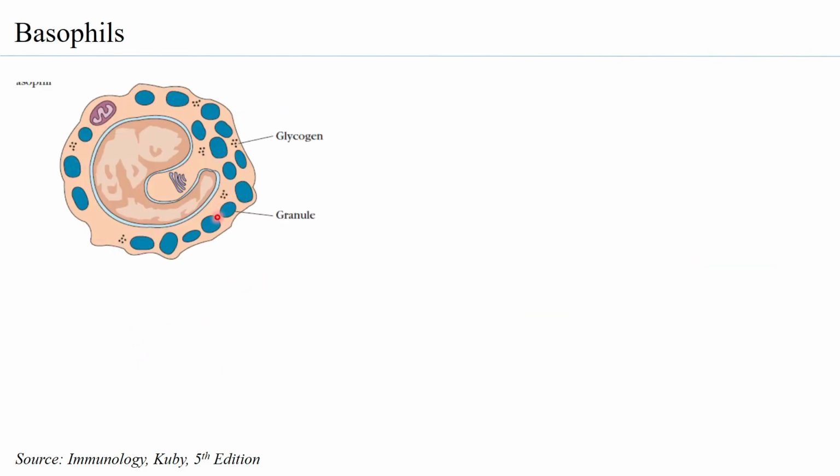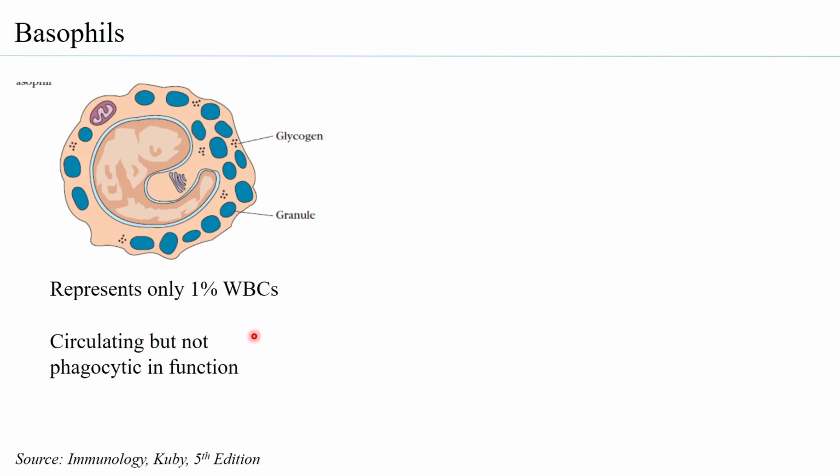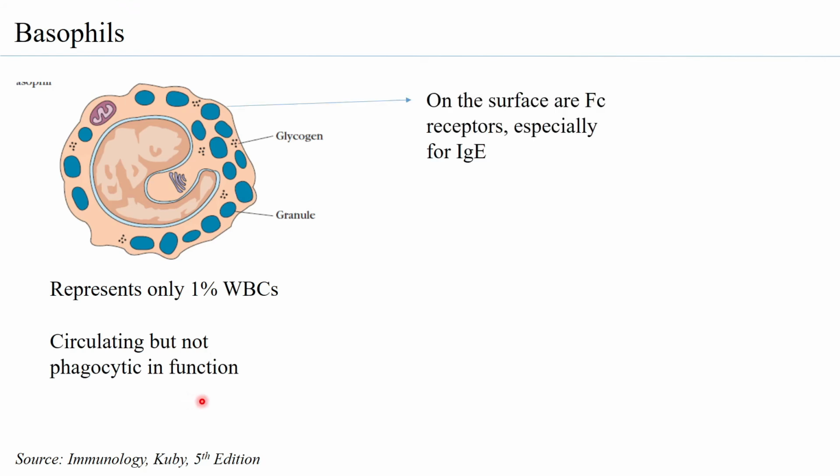In case of basophils, again, what one can see is that you have the nucleus, which is lobed, plus there are several granules, and many of these granules are able to take up basic stains. So they are called basophils. So they represent only about 1% of WBCs. They are circulating, but they are not phagocytic in function.